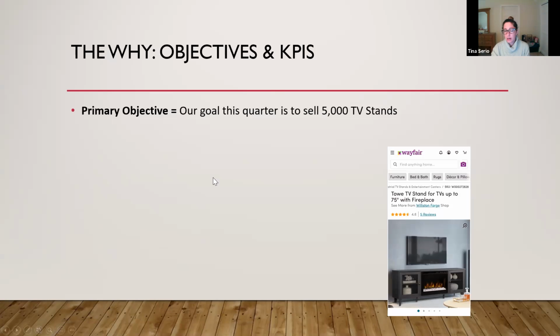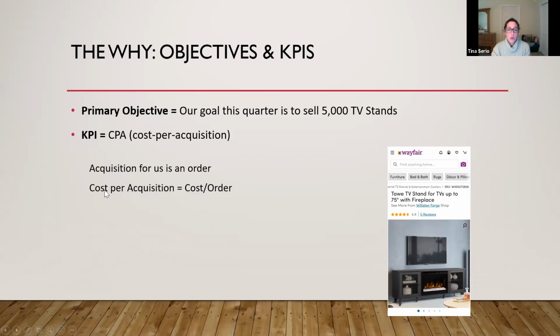Hopefully this is relevant to their business. So one of the KPIs that they could use to see if their ad is doing well would be cost per acquisition. So what is the acquisition? Acquisition for us at Wayfair would be an order, an order of a TV stand, right? So cost per order. The formula for that would be cost per acquisition equals cost over order.